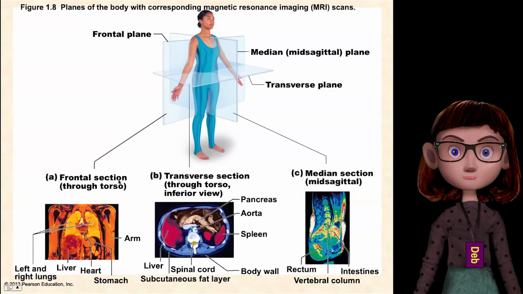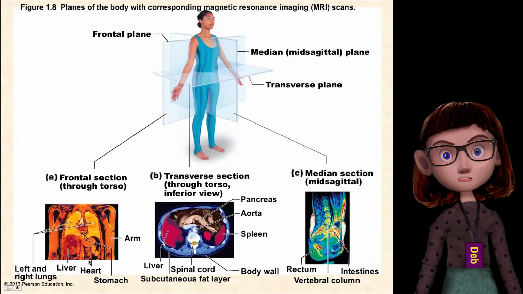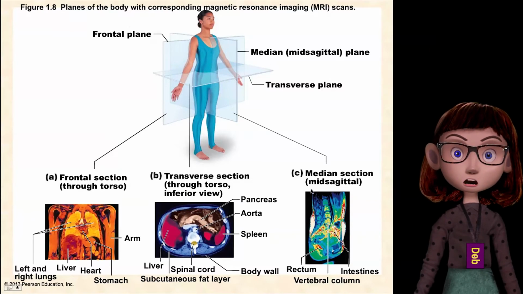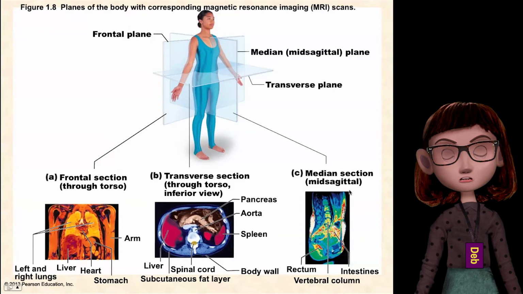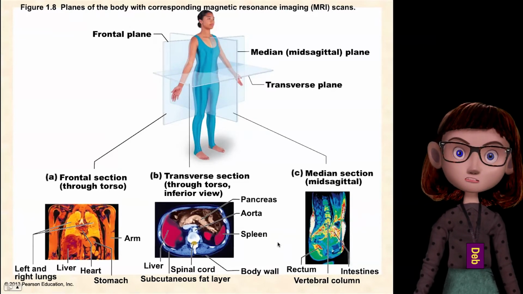So a frontal section would be through the torso, and you can see a frontal section. Here's a transverse section going through the torso. Inferior view means it's looking up from the bottom, and there are some of these organs identified there. A median or mid-sagittal section, right through the middle of the body, divides the body into a right and left part.